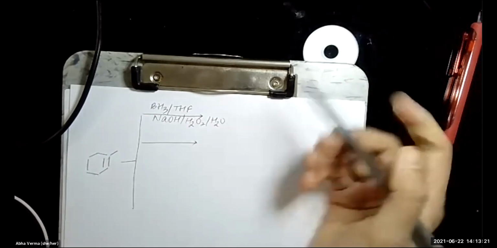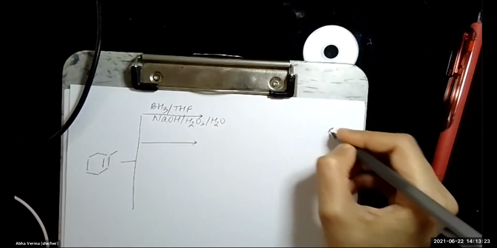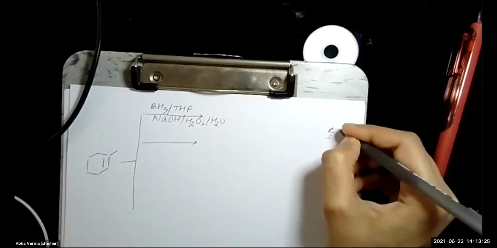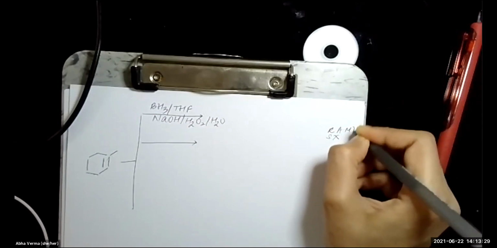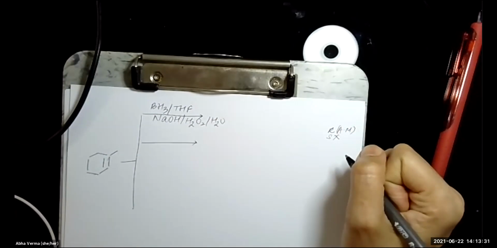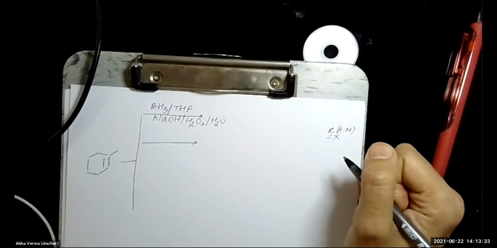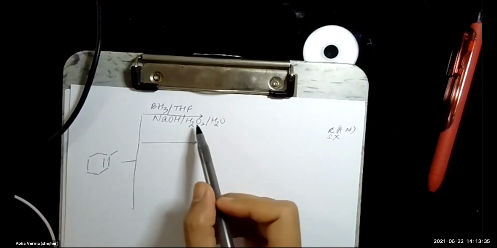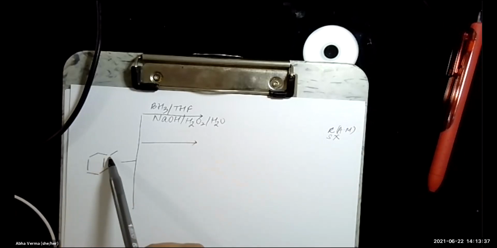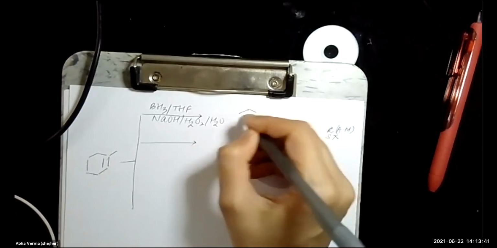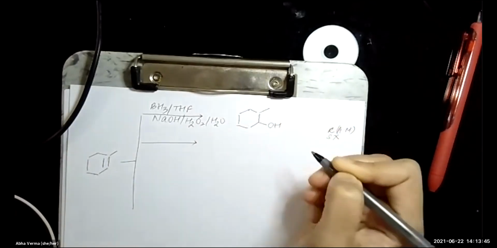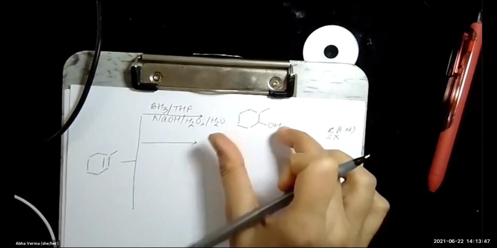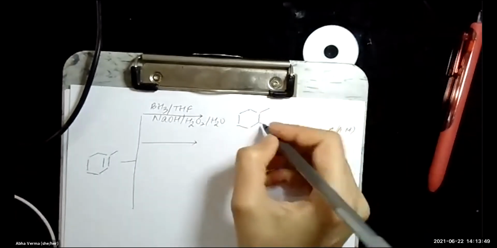With this reagent, the stereochemistry cannot be very much controlled, but I can control my regioselectivity. It will be anti-Markovnikov. So where will my OH go? Where will my alcohol go? To the more substituted or to the less substituted? To the less substituted. Now remember, when you just see this, think about your stereochemistry also.